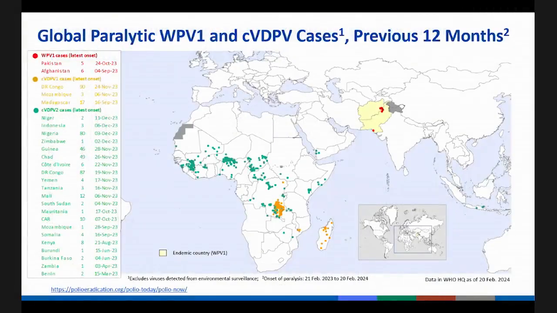Wild poliovirus type 1 and vaccine-derived polioviruses are still circulating in certain parts of the world. And this figure shows the distribution of approximately 450 paralytic polio cases caused by wild poliovirus type 1 and circulating vaccine-derived polioviruses that have been identified in the last 12 months. Of note, environmental detections, for instance from wastewater, are not shown on this figure.